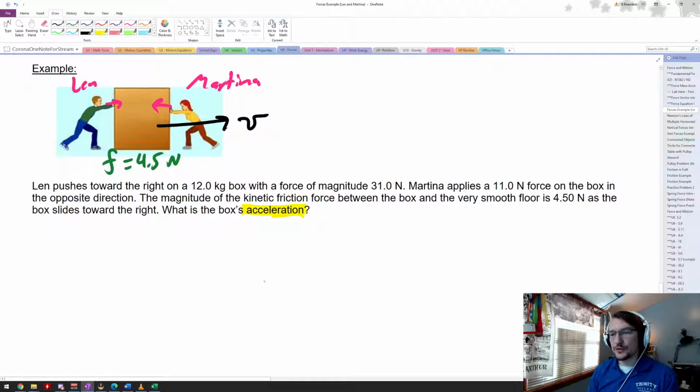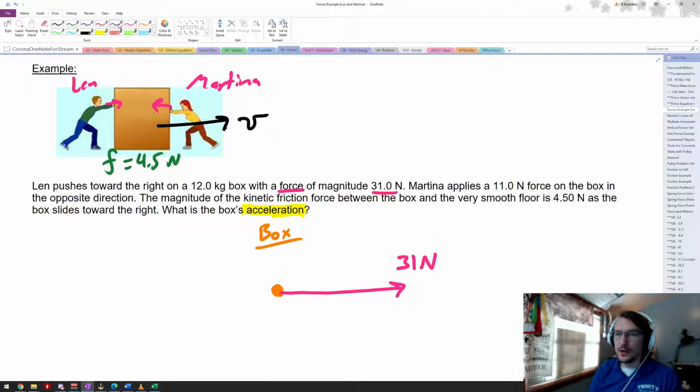If we draw this free body diagram, let's just do the box first. Here's the box, the object in question that might be moving. Now let's write out the forces acting on this box. There is a force of 31 newtons to the right. Then Martina is pushing with 11 newtons in the opposite direction.